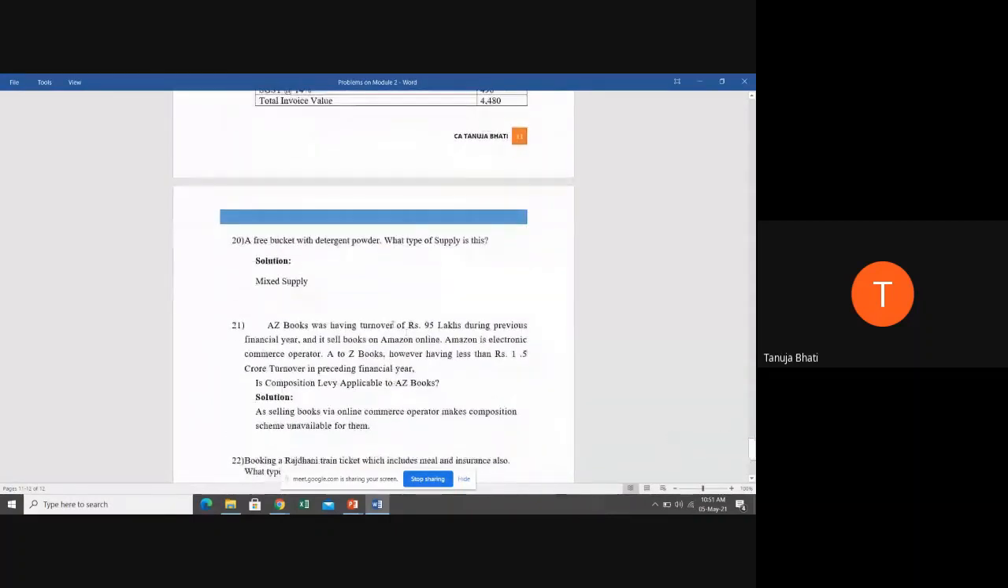Next. A free bucket with detergent powder is being given. What type of supply is this? Usually with detergent powder, sometimes they give free buckets, right? So what type of supply is this? Is this composite supply or mixed supply?